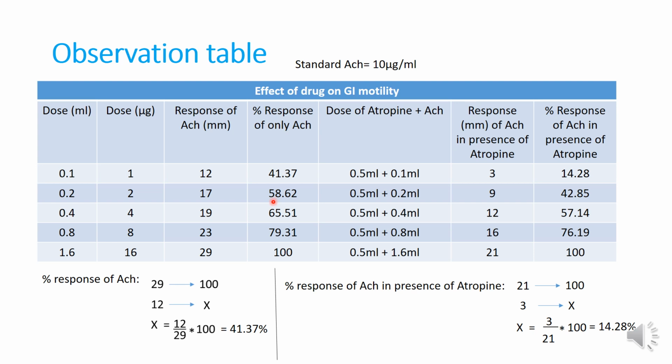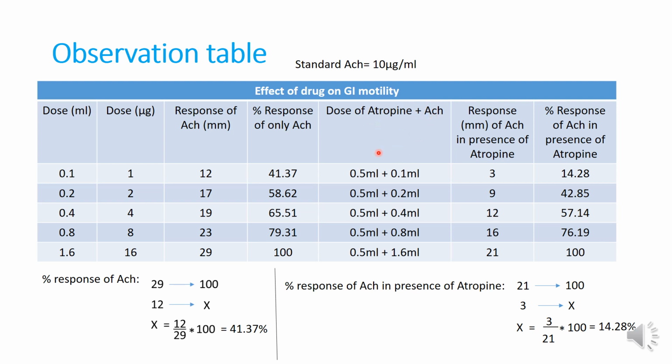41.37%. Then for the next we will get 58.62. Then accordingly, using the same equation, we will calculate: 29 is 100%, so 19 is how much? After cross multiplication, we will get here 65.51. Then for 23 it is 79.31.